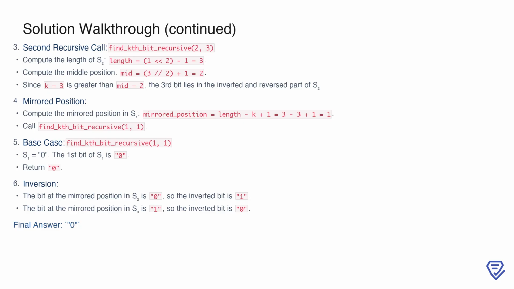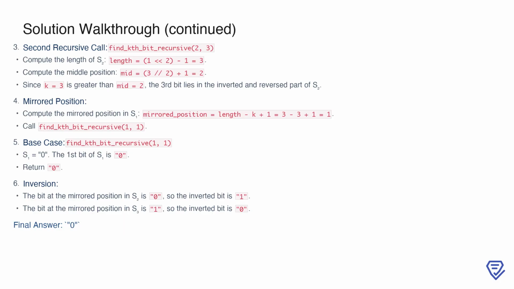The length of s2 is calculated as 3, and the middle position is determined to be 2. Since k equals 3 is greater than the middle position, the third bit lies in the inverted and reversed part of s2. To locate its value, we compute the mirrored position in s using the formula length - k + 1. This results in a mirrored position of 1. We then make a call to find the first bit in s.